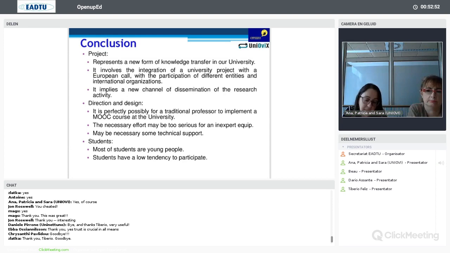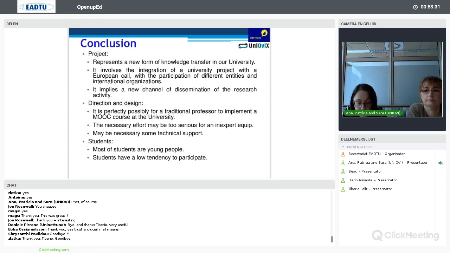Talking about the design and implementation, our first conclusion is that it is perfectly possible for a traditional professor to implement a MOOC course at the university, but the necessary effort may be too serious for an expert team. We consider it a success to have been able to program and develop 2 MOOC courses, taking into account the null experience of the teachers in this type of teaching and the technical problems encountered. Also, this would not have been possible without the constant support of the team of the Innovation Center of the university. Our last conclusions refer to students.